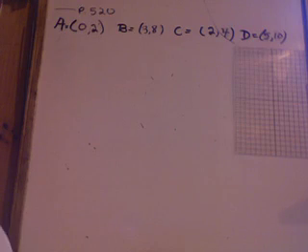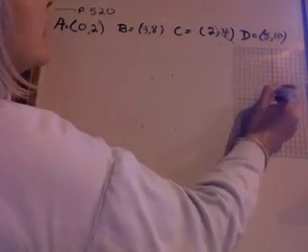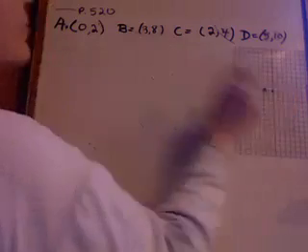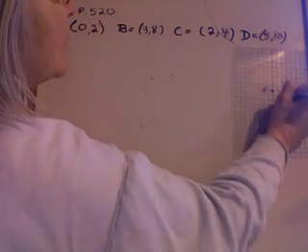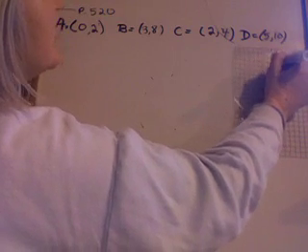Alright, in this section we're going to talk about vector representation of directed line segments. Basically, you start off with some ordered pairs. So I've got 4 ordered pairs here. I'm going to plot them on my grid. 0, 2. All right, there's point A. 3, 8. Over 3, up 8. 2, 4, 6, 8. There's point B.